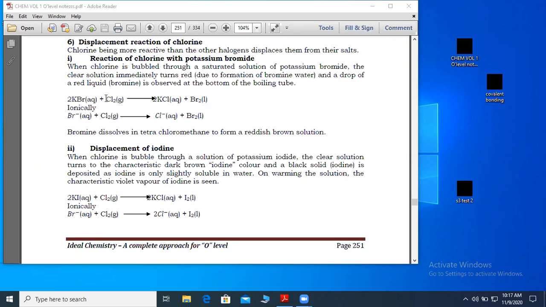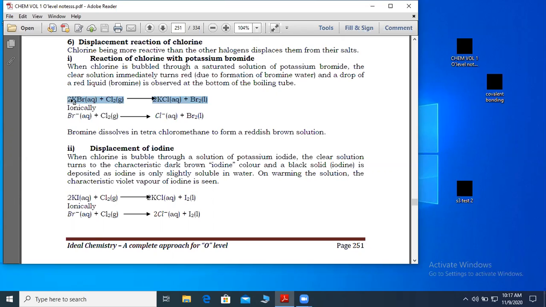Now, reaction of chlorine with potassium bromide. This is one of the questions I had asked you in the test, and you can assess yourself if you passed it. Now we always get the answer from the equation. Let us look at the equation.